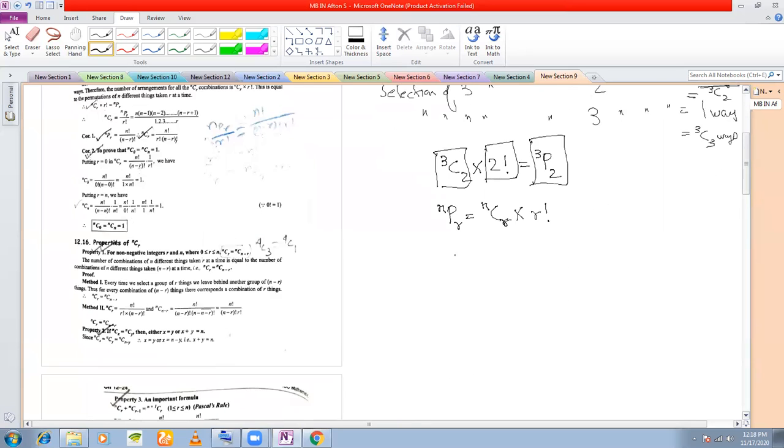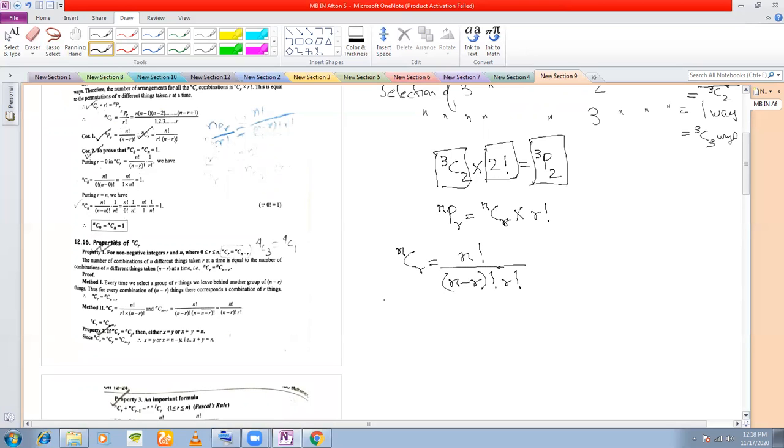Therefore, from here only we are getting the formula for combination as NCR is equal to factorial N by factorial N minus R factorial R. This is the formula for combination.